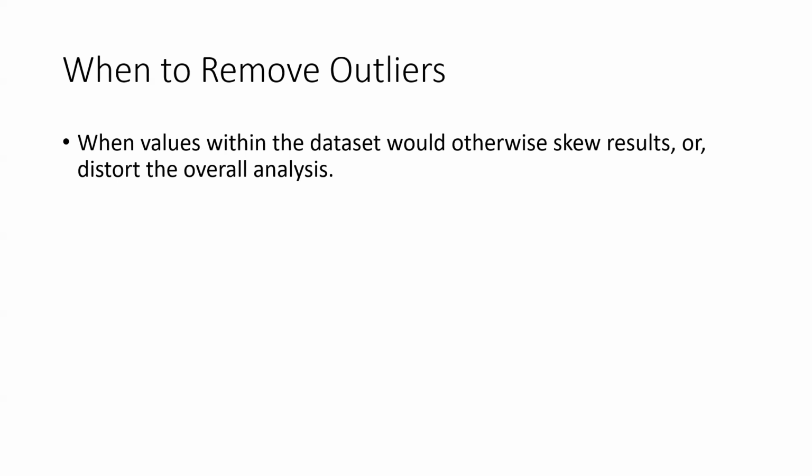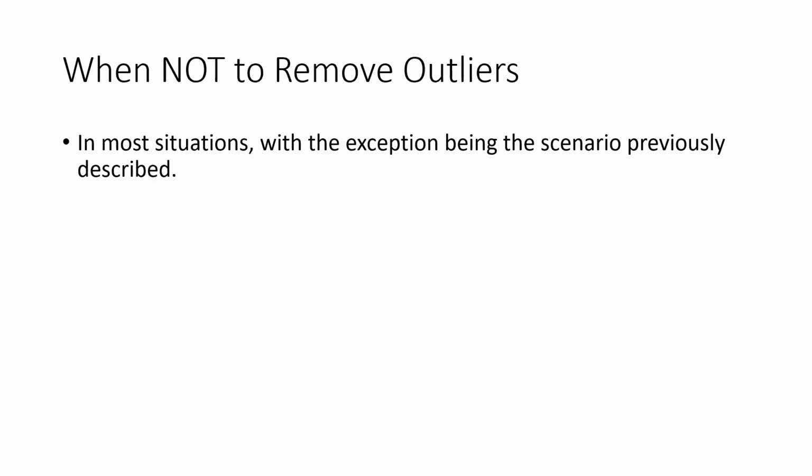So when is it appropriate to remove outliers? It's appropriate to remove outliers when the values in the dataset would otherwise skew results or distort the overall analysis. When is it not appropriate to remove outliers? In most situations, with the exception being the scenario previously described.